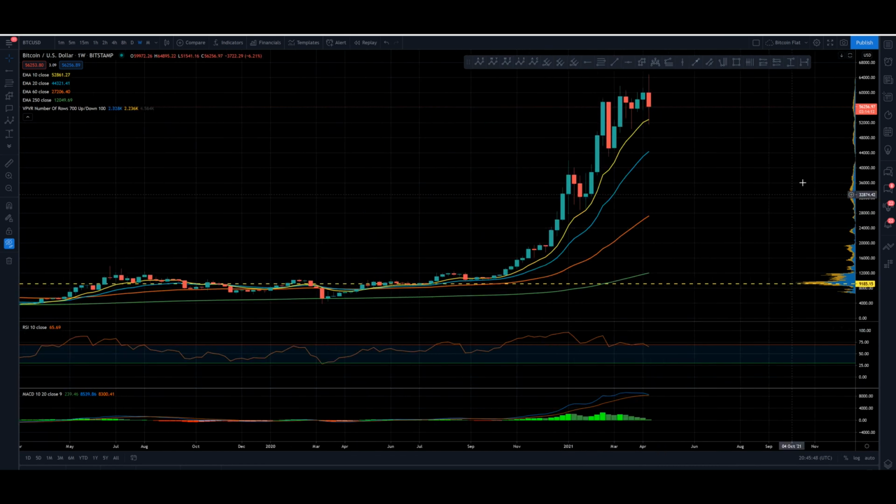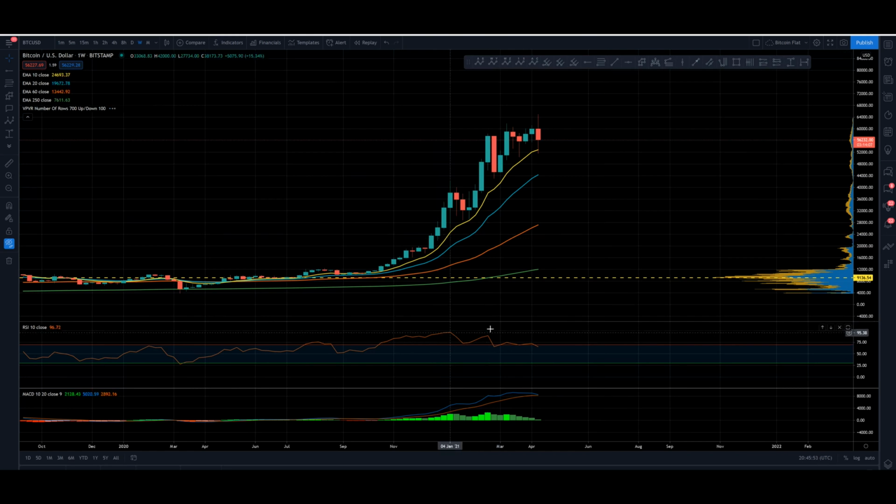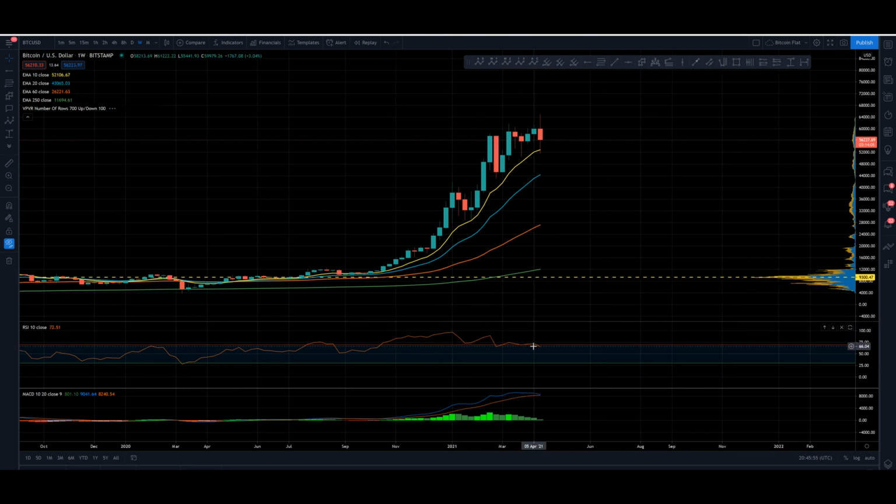Now, that long-term divergence I've been talking about for ages now: high, lower high, lower high, lower high on the RSI, high, high, high, high, high, high, high in price.